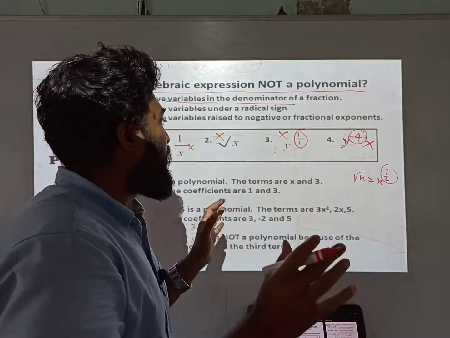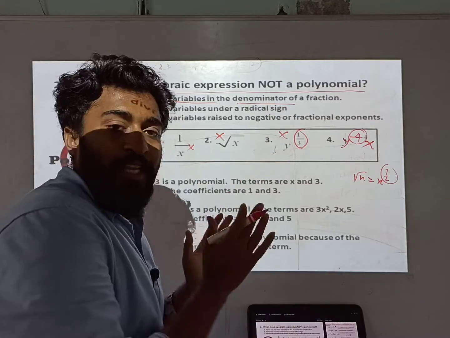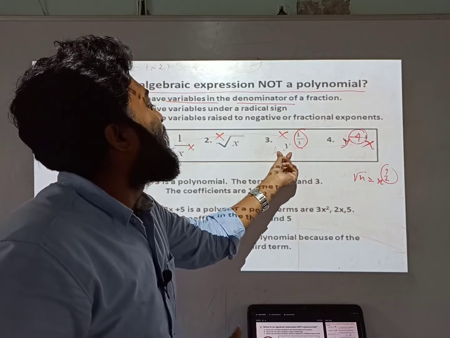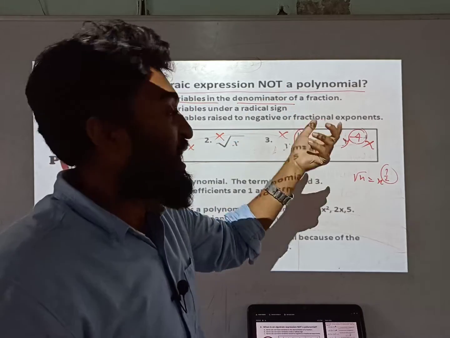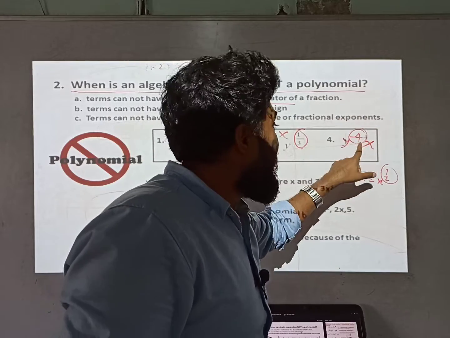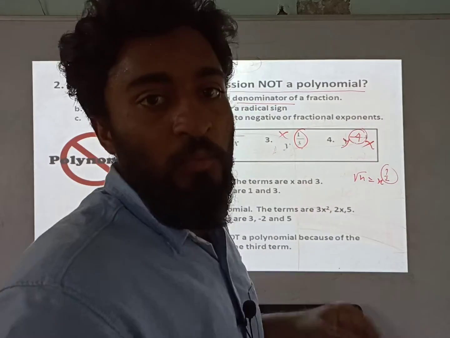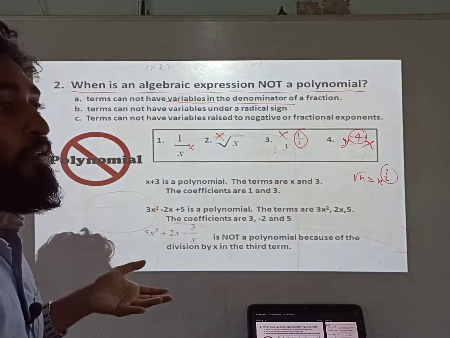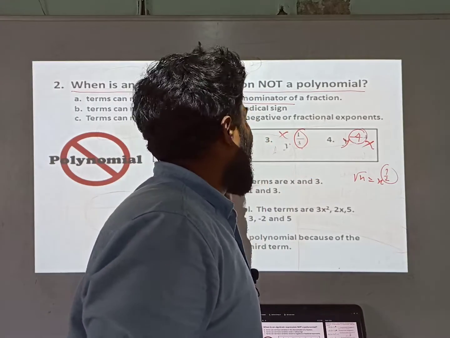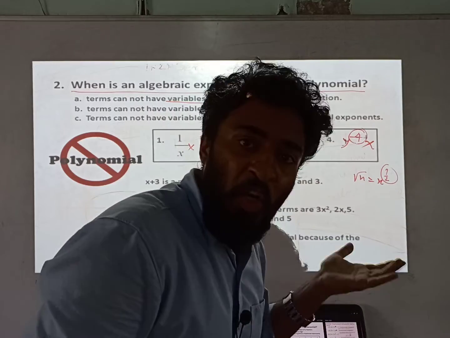ओके, अंडर रूट ओवर वेरिएबल और रेडिकल साइन के अंदर रहेगा, मतलब रूट बोलता है उसको, तो that is not a polynomial. उसके बाद फ्रैक्शन पावर, वेरिएबल का पावर अगर फ्रैक्शन होगा that is not a polynomial. वेरिएबल का पावर अगर इंटीजर होगा but नेगेटिव इंटीजर होगा that is not a polynomial. सो माय क्वेश्चन इज, ये सब एग्जांपल्स ऑफ देयर, none of them is polynomial.